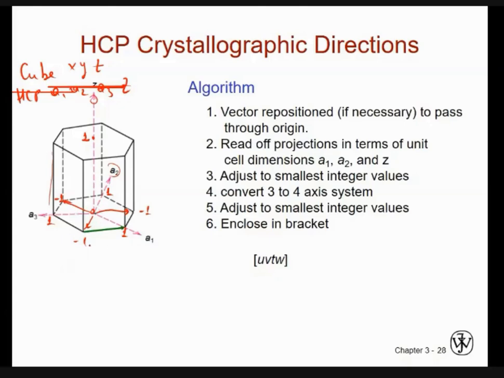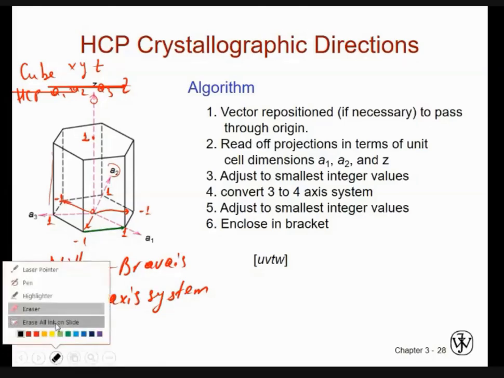We understand this axis system. We have 4-axis system. It's called Miller-Bravais axis system. The first thing to do, we have this green vector over here, and it does not pass from the origin as you see. First thing you have to do is reposition it so that it passes from the origin. Let me erase something over here. Okay.